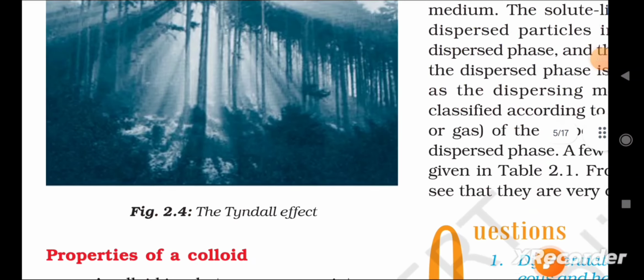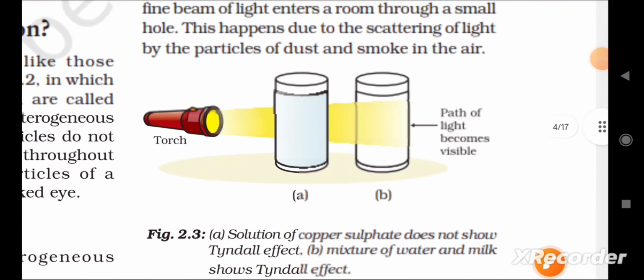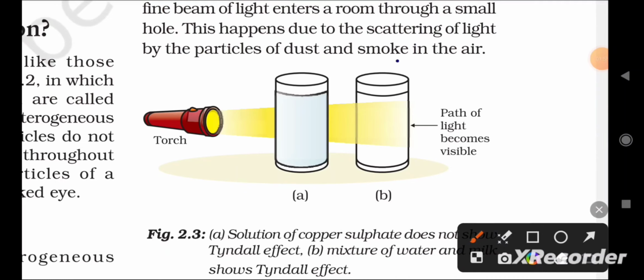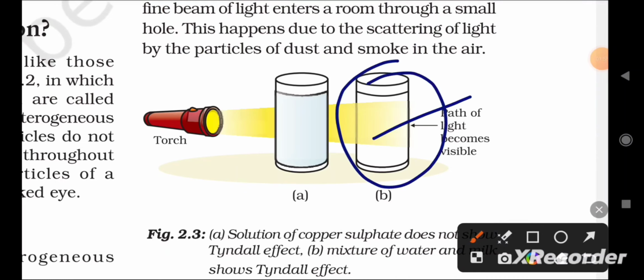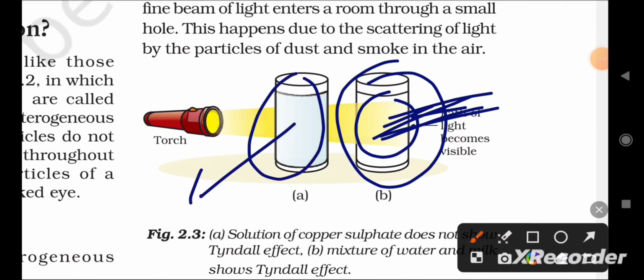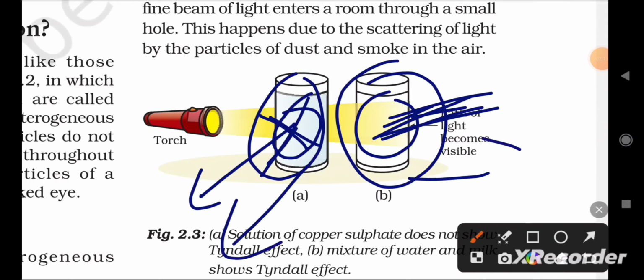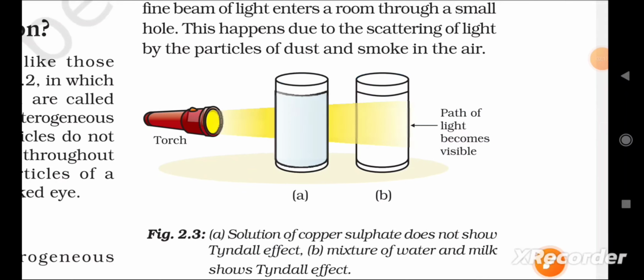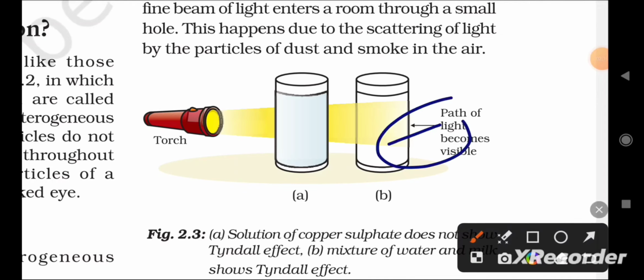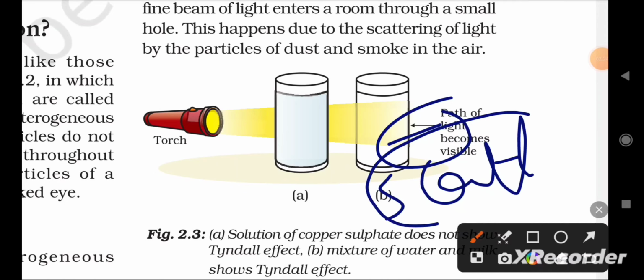In the previous video we discussed this activity. Here we see the passage of light because the particles are scattering the light. But in the case of a homogeneous mixture, the light does not scatter and we cannot see it. So this is a homogeneous mixture. And this is called what? A heterogeneous mixture. The particles in a colloid are small, but they can scatter the beam of light. These are colloid solutions.